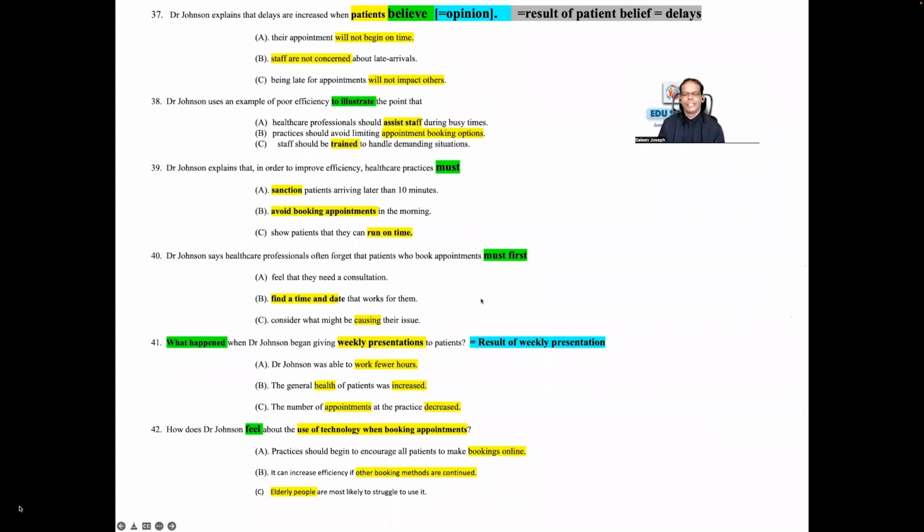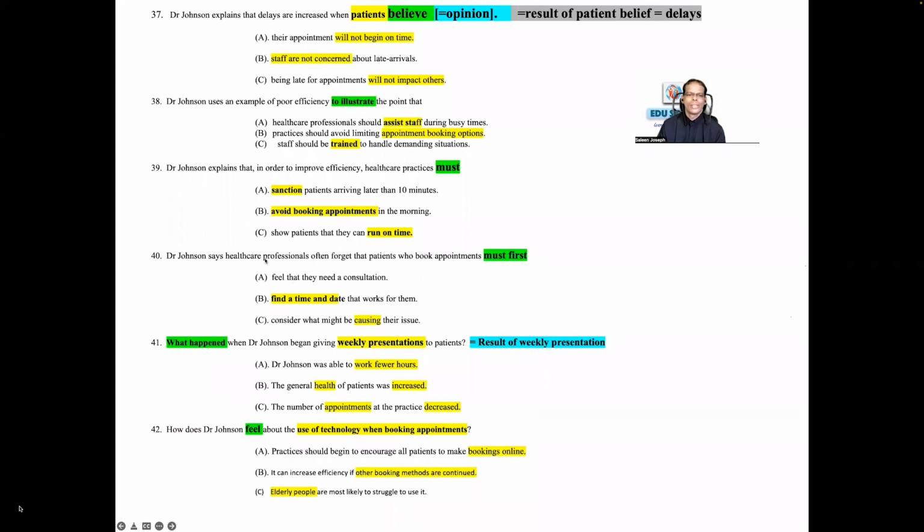Let's see. Okay, number 40. Dr. Johnson says, healthcare professionals often forget that patients who book appointments must first. Option A, consultation. Option B, find a time and date that works for them. Option C, consider what might be causing their issues. Now you see, as in the previous one, here I have highlighted the modal verb and this one first, that time expression. First, second, third. So the chronological expression I have also highlighted. That will be there in the text as well, as a clue for you.